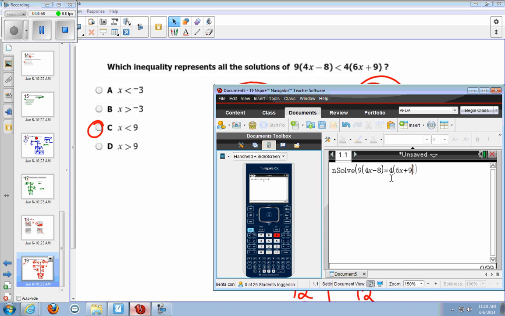Now, all you have to do then is go outside of your parenthesis, the first one, and we have to tell it what variable to solve for. In this case, it's an x. So I'm going to hit comma x. And when I hit enter, it tells me that x is 9. So right off the bat, I know that it's either C or D. And then you can decide whether or not you're going to flip the inequality symbol.